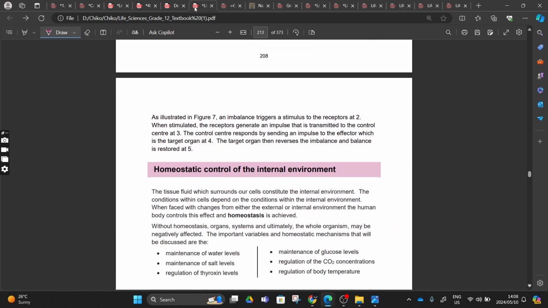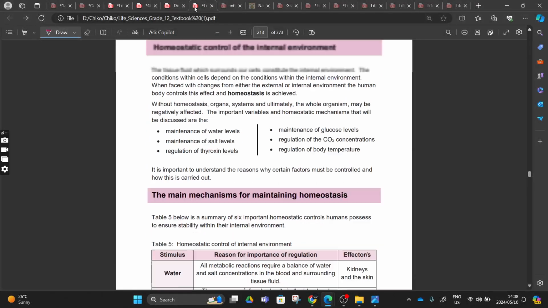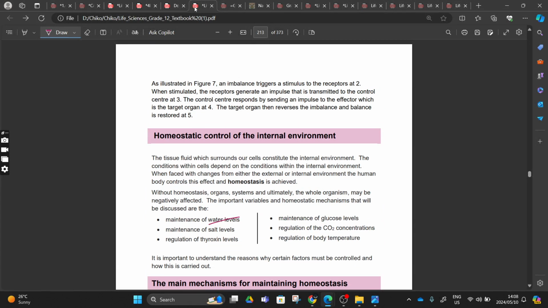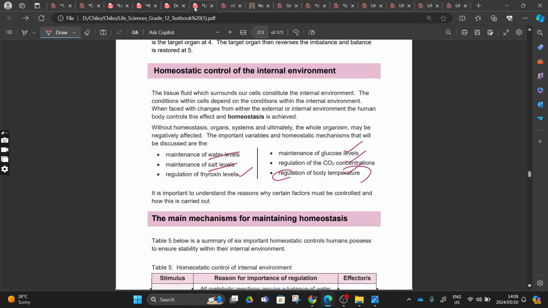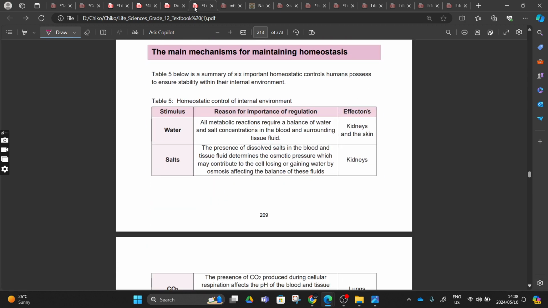So we move on. We did this. I told you that we are going to learn six of them. Today we did water and salt, right? So next week we are going to do thyroxine, glucose, carbon dioxide, and temperature. For this one, we are going to use a specific organ that is built to regulate that temperature. Specifically, it is built for that, right? It is mostly regulating that temperature.